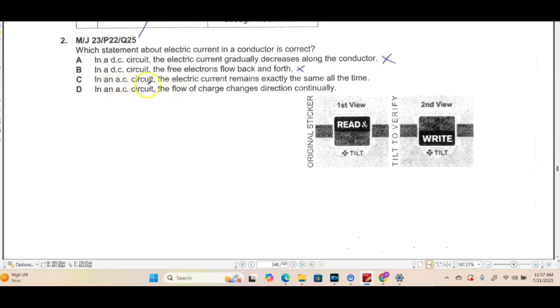In an AC circuit, the electric current remains exactly the same at all times. No, it does not, because it's always changing direction. It's called AC current for this reason, because it is alternating current. So in an AC circuit, flow of charge changes direction continuously. Yes, this is the correct answer.